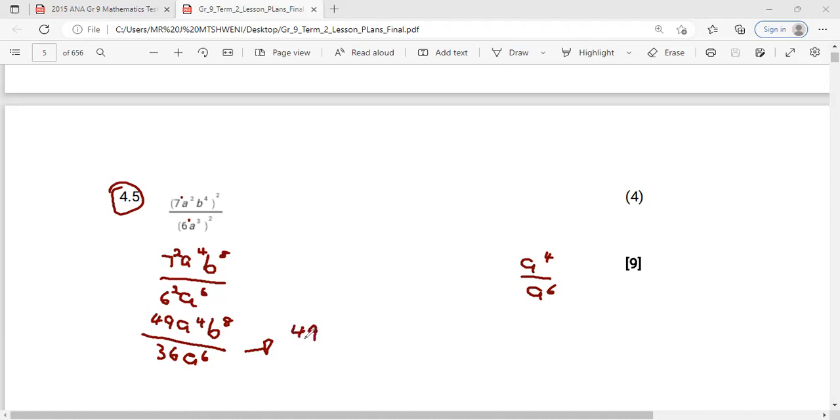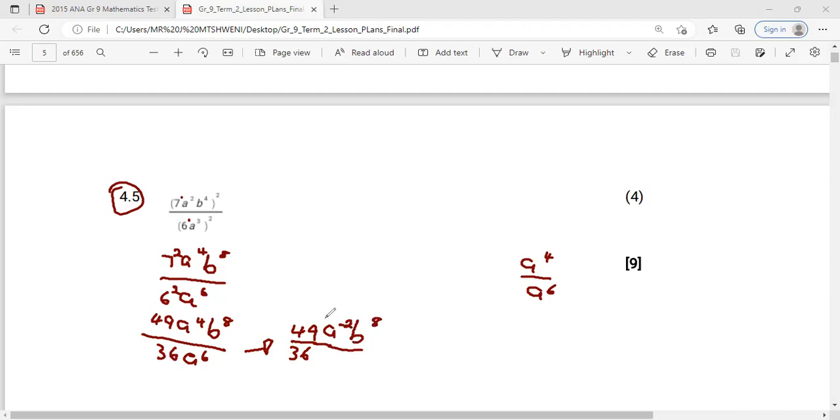Okay, let's say 49, A, you'll get minus 2 here, 36. Then B alone here will remain because there's no other value. B to exponent 8, like that.